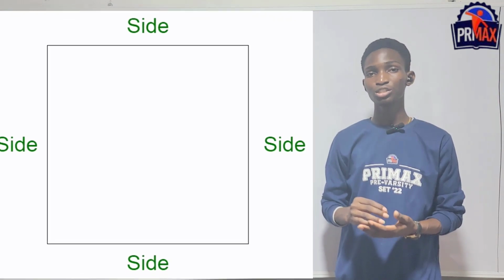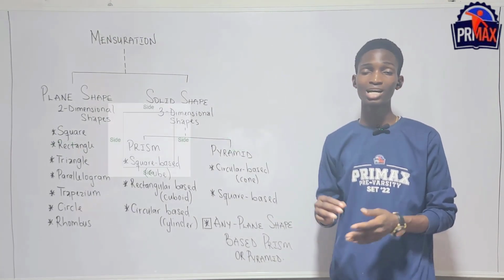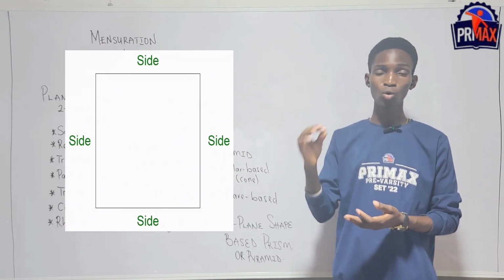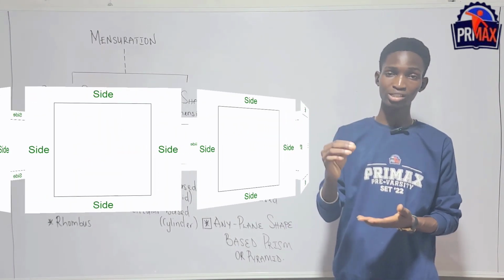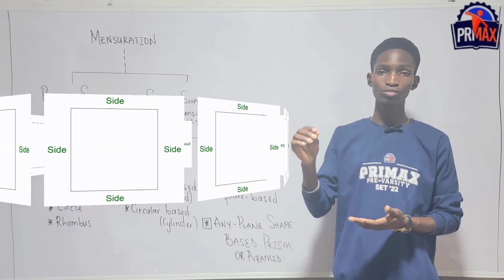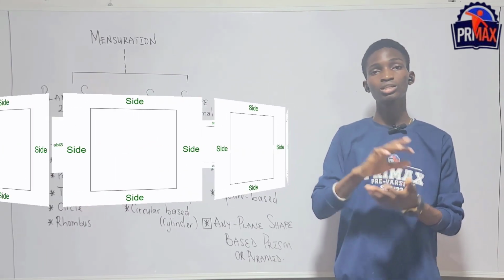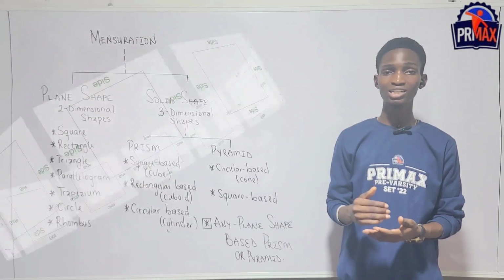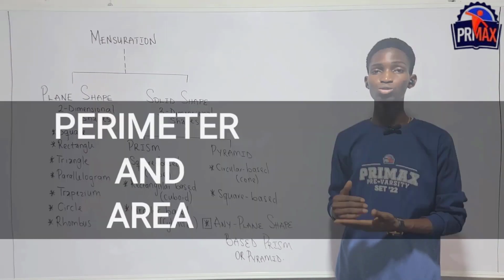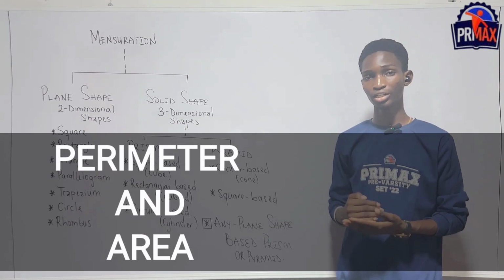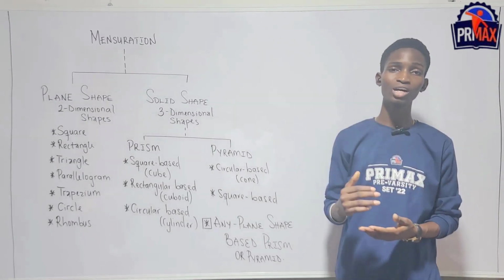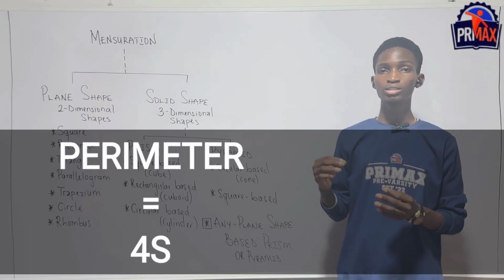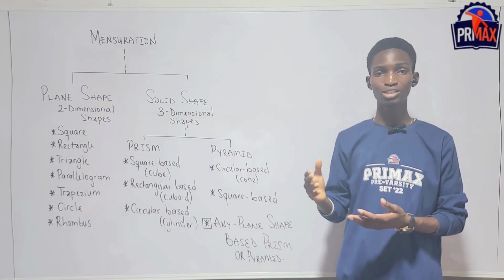Now a square is a plane shape that has all four sides equal. A square has only sides. It does not have breadth, it does not have height. Since each of these sides are equal, we just say a square has four equal sides. And since, as I said earlier on, for plane shapes, we are required to look for perimeter and area of a plane shape, the perimeter of a square is given as 4 times the side. That is the distance around that object.